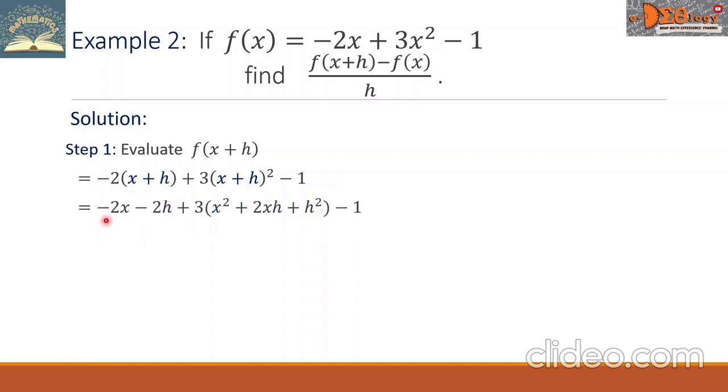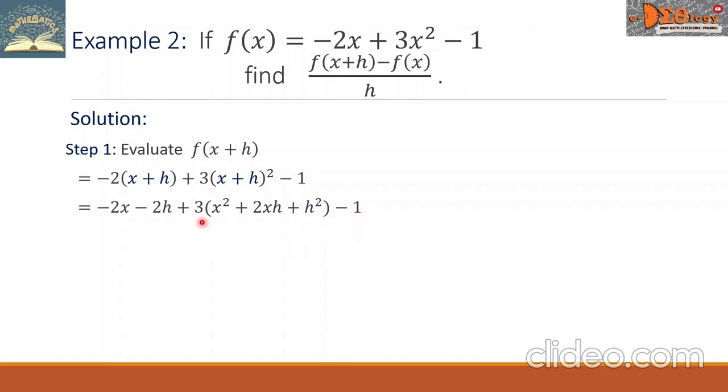So we have negative 2x minus 2h plus we copy the coefficient 3 here, then we expand the square of x plus h. So x squared plus 2xh plus h squared. Then the negative 1 we copy down here.